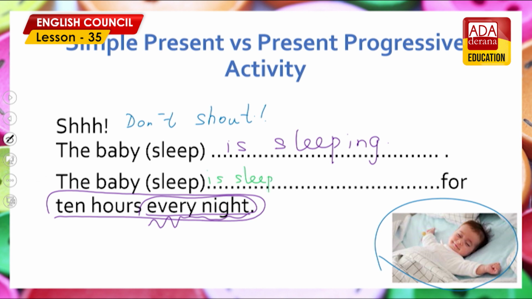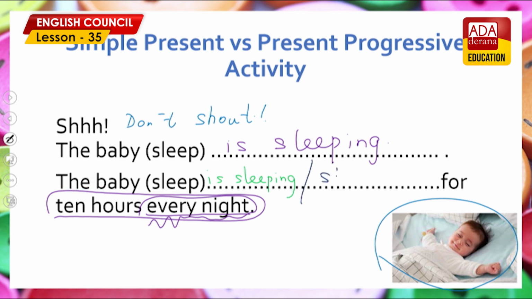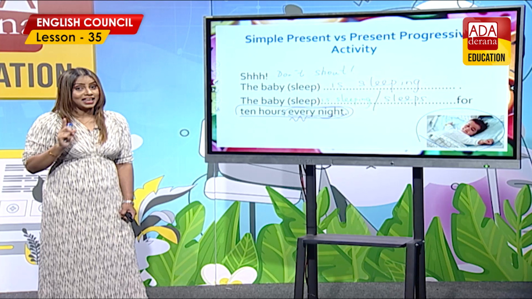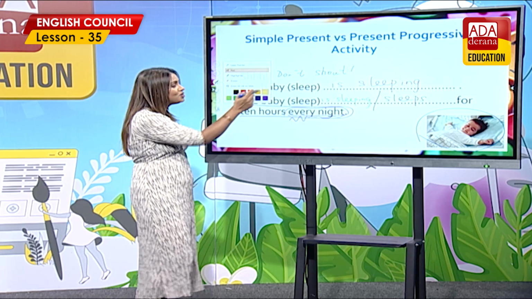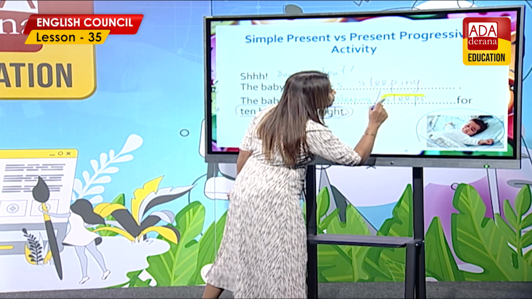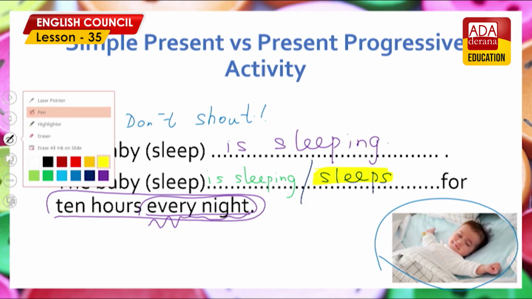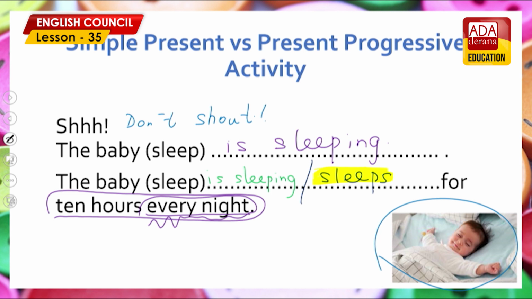So the baby is sleeping, or the baby sleeps, which one? Shh, don't shout, the baby is sleeping. The baby sleeps for 10 hours every night. Yes, very good. So the baby sleeps every night. Now I'm talking about every night. You see, simple present, present progressive difference.